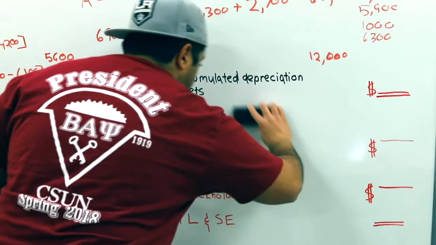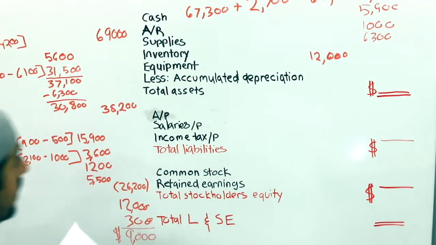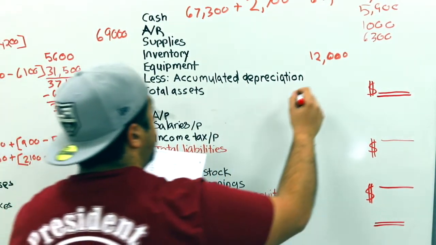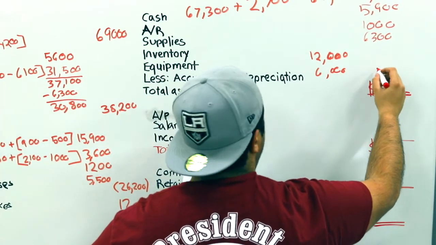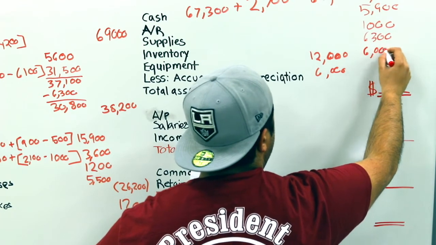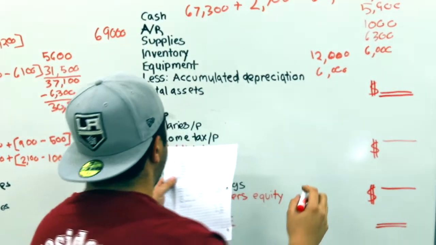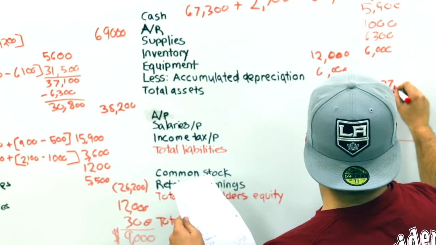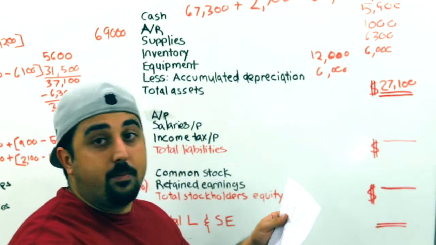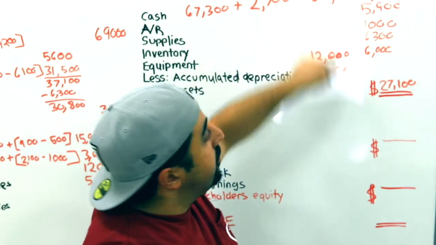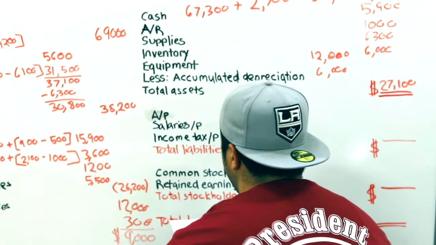We're at an eraser shortage. All right, let's erase this. So that gives us 6,000, giving total equipment price of 6,000. Giving a total asset of 27,100. And that's just basic accounting. You just add all of these accounts, all five of the accounts up.